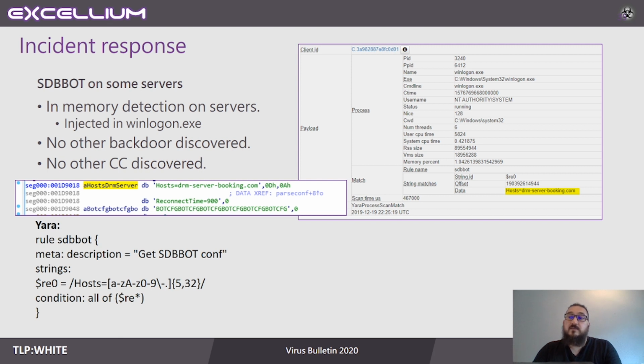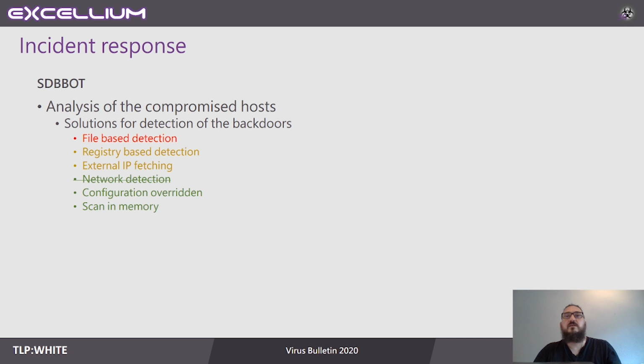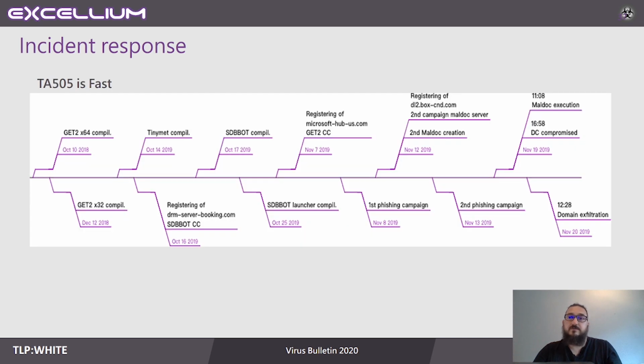And again we received all the configurations of the SDB bots running, and hopefully there was only one CC, which is DRM.server.booking.com. So we deployed a couple of solutions, as you can see, to find the SDB bots, and hopefully there were no other SDB bots. Once we blocked the CC, once we blocked the meta-operator, we had cut all access to the attacker.